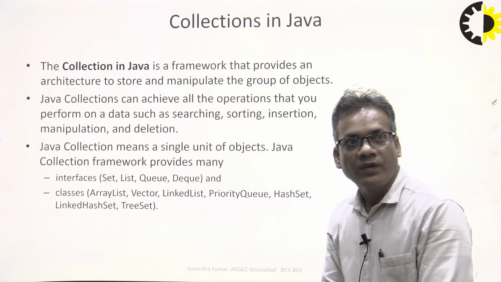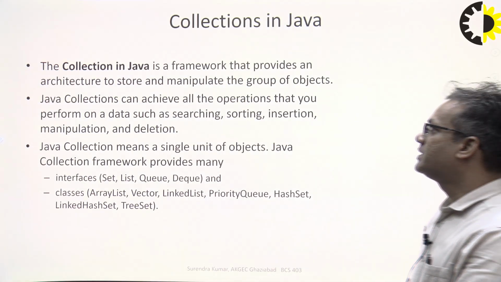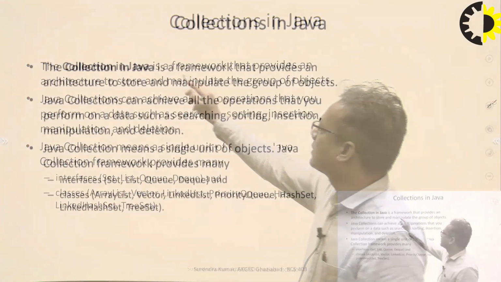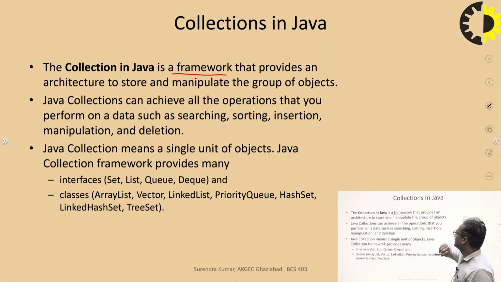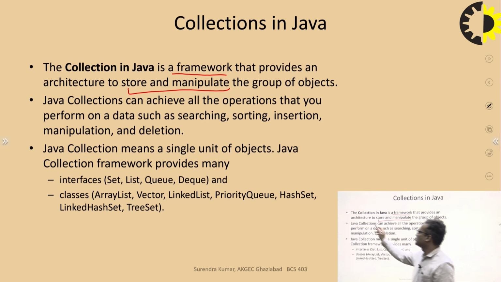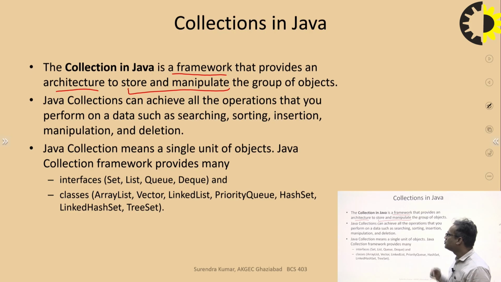So collection in Java is basically a framework. This is a framework that provides an architecture to store and manipulate a group of objects. So what is it providing? It is providing an architecture, that is a data structure, to store and manipulate the group of objects.